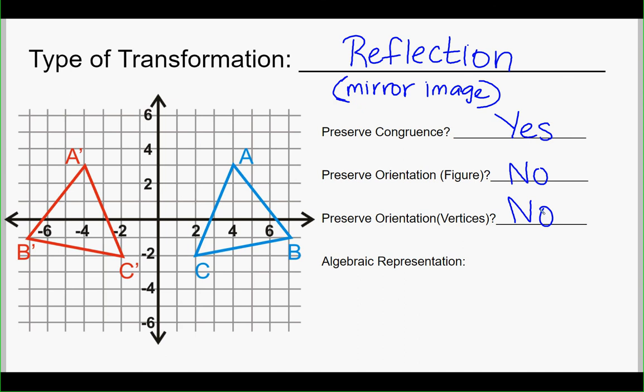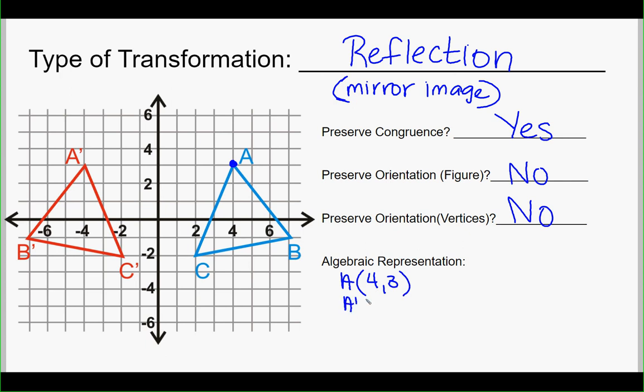Now let's look at the algebraic representation of these. The best way to do that, guys, is again, pick a coordinate. What coordinate do y'all want to look at? A, B, or C? A. Okay, let's look at A. Right now, A is at 4, 3.